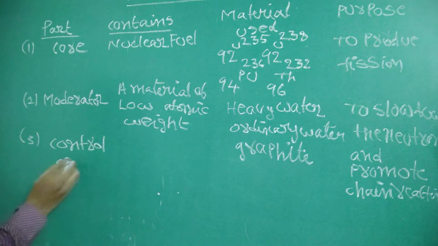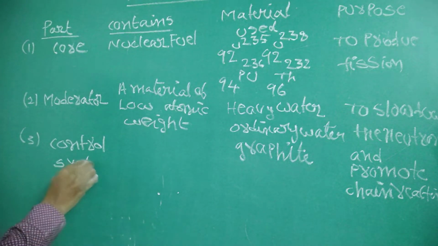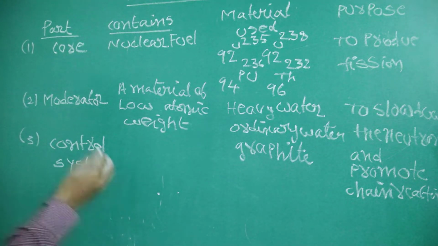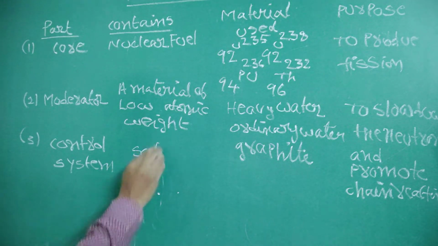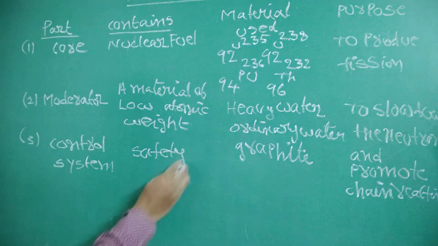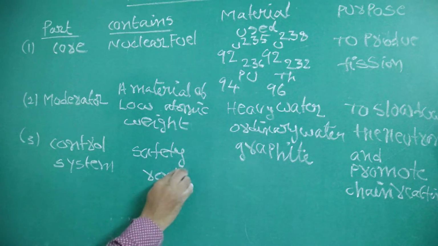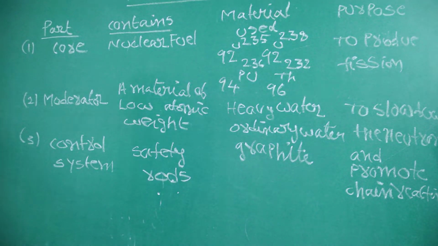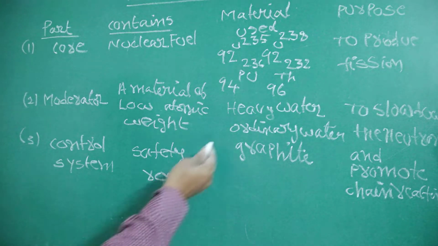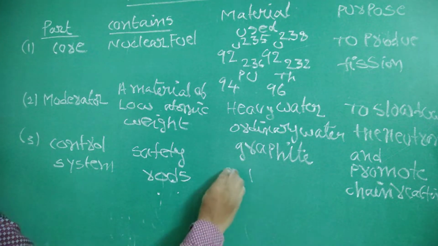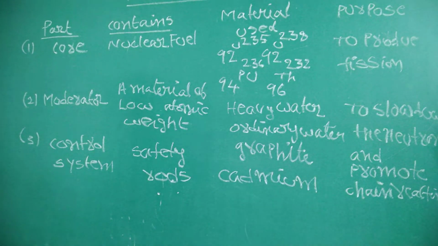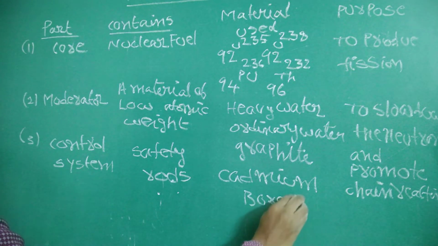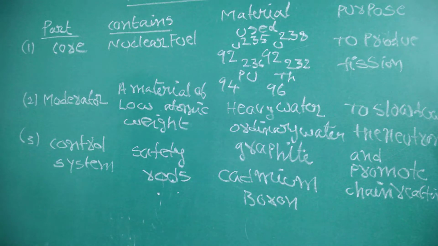Third block is the control system. For this purpose, we are using safety rods. Now what kind of materials are used? Cadmium. Next one, boron. Cadmium, boron, etc. are used.